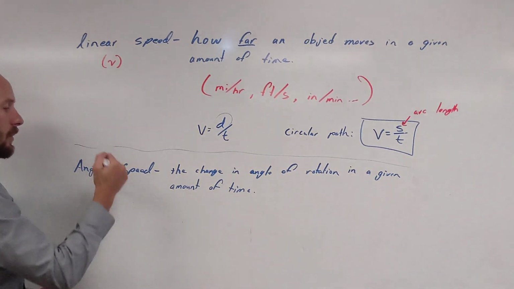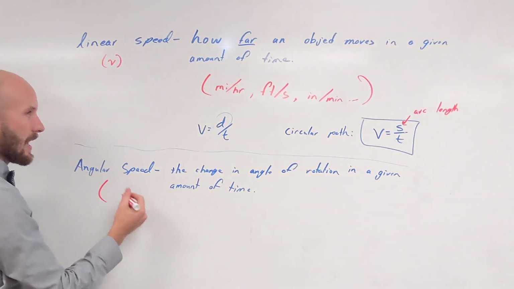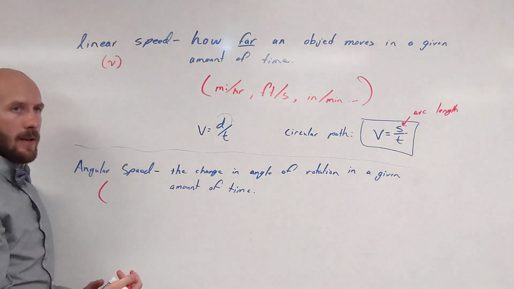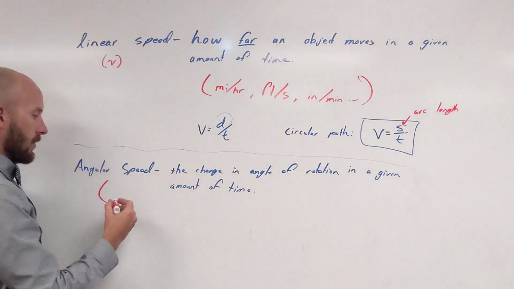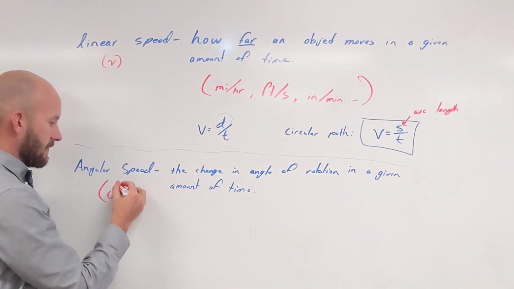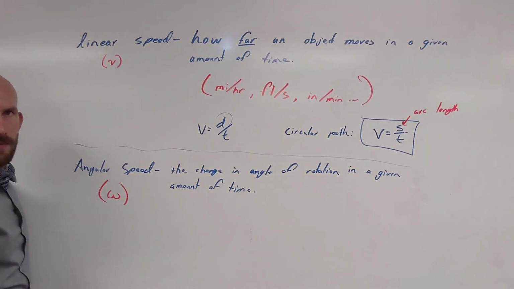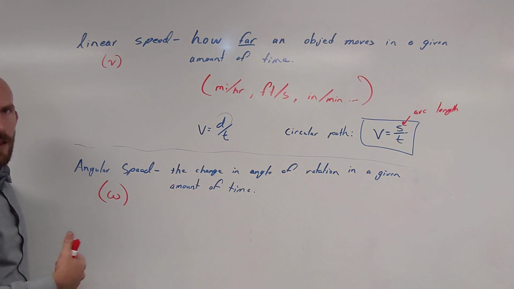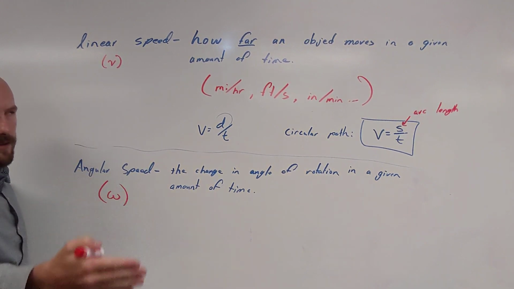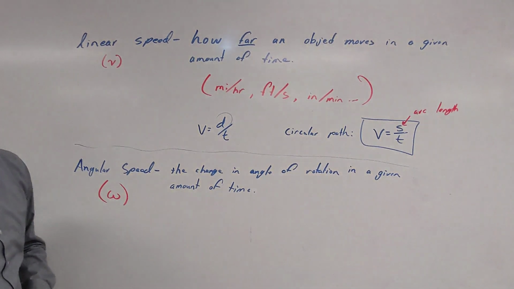The variable that we use for angular speed is actually the Greek letter omega. It looks kind of like a W. You guys know, you've heard alpha and omega. So this is actually the last letter of the Greek alphabet.